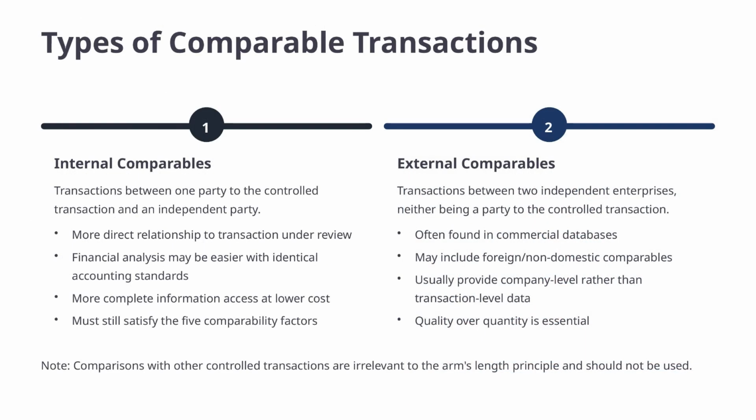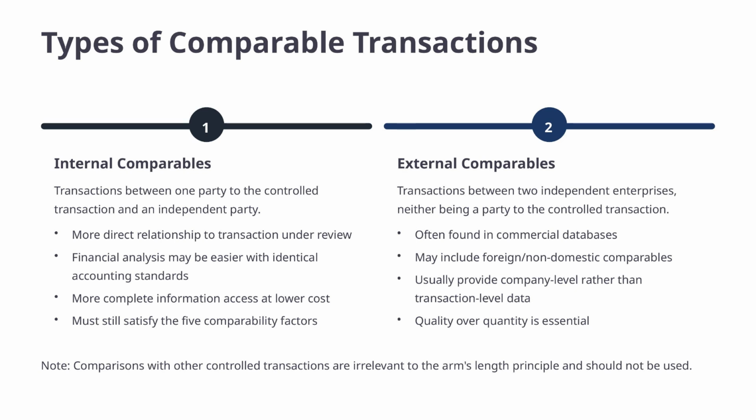Internal comparables involve transactions between a party to the controlled transaction and an independent party, offering a direct relationship and easier financial analysis. In simpler terms, one company having the same or similar transaction with an associated party and an independent party, thereby allowing you to compare the prices and terms and conditions of the two transactions to check the arm's length principle.